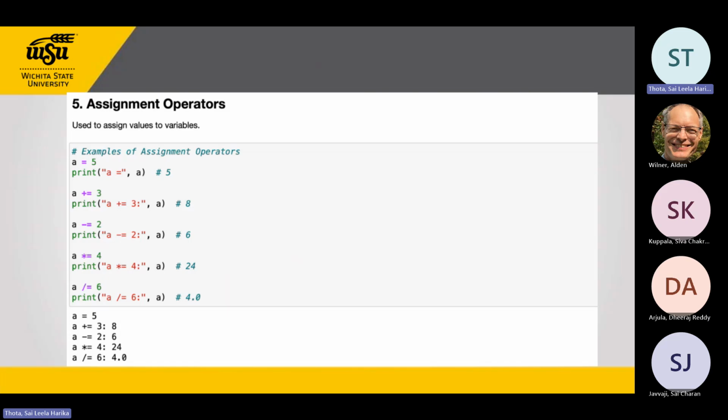And A equal to A into 4. The A value is 6 in the previous step, so 6 into 4 is 24. And next, A divided by 6, which is 24 by 6, which will give 4.0. As we are using division, we will get 4.0. But what happens if you use floor division? We will get only 4. We won't get that 0 at the end.